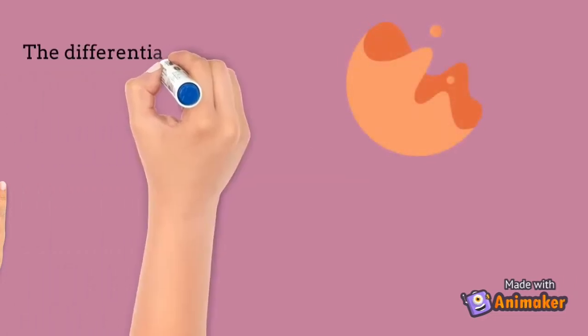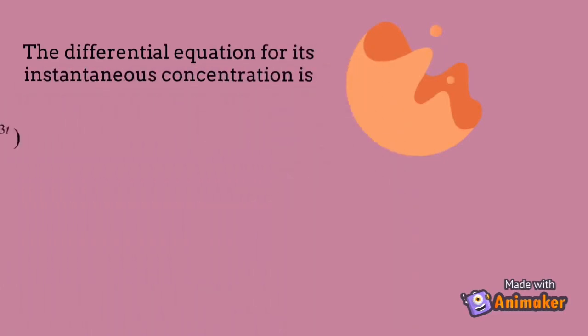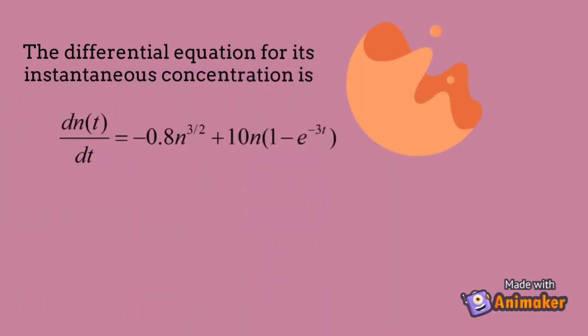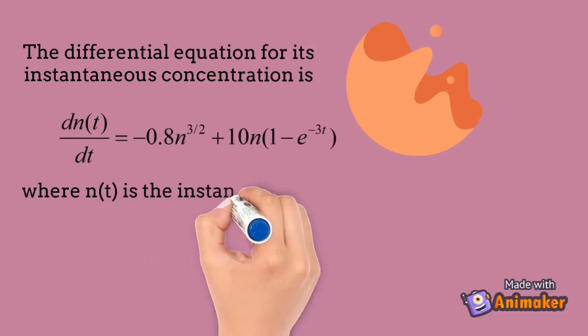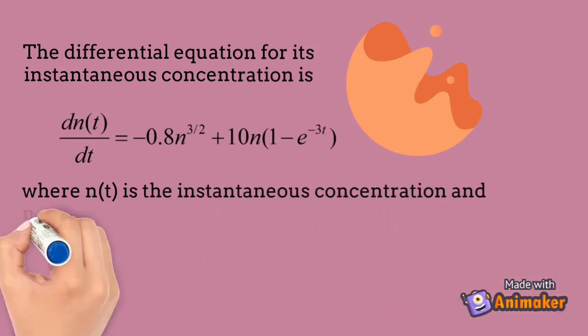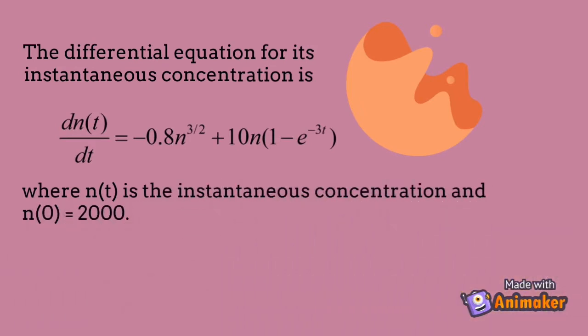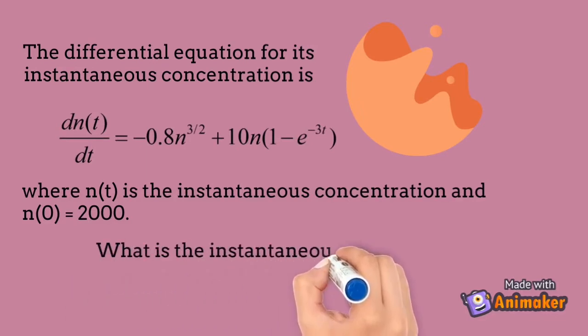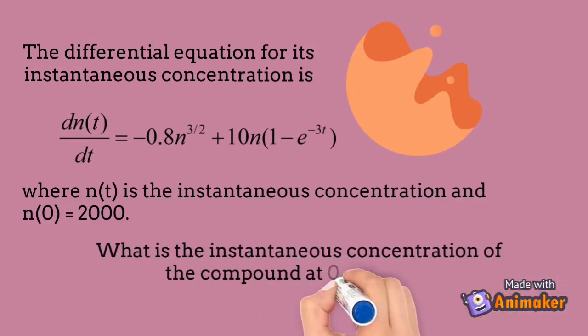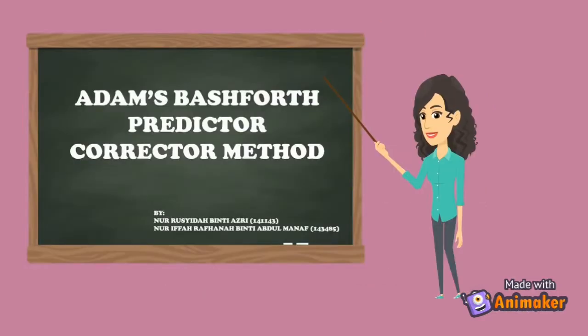The differential equation for its instantaneous concentration is given as below, where N is the instantaneous concentration and the initial value is 2000. So what is the instantaneous concentration of the compound at 0.1 second? Let me look at the Adams-Bashforth predictor-corrector method to solve the differential equation.